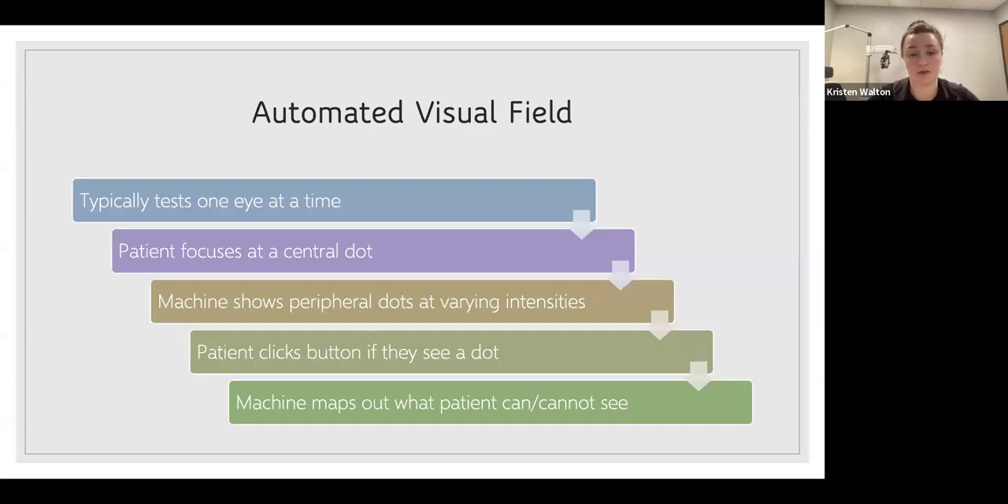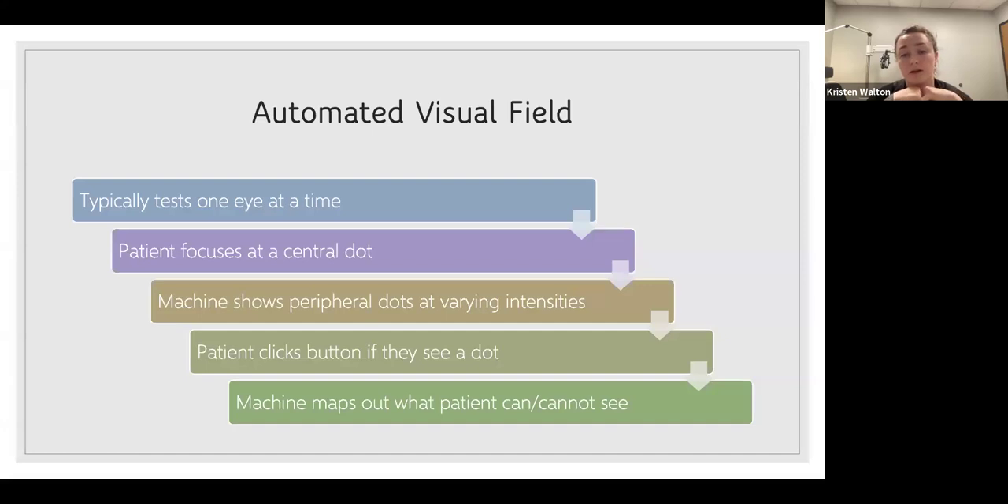Patients focus on a central dot in the machine. Again, we're not testing central vision, so the eye shouldn't be moving. That's why we're focused on that central dot, and it's very important to reiterate that to the patient. And then the machine's going to show peripheral dots at varying intensities within their visual field. And we can focus very centrally, which is a 10-2. We can go to a 24-2, which is pretty common. If we want to get out to as many points as we can, then we're going to a 30-2.